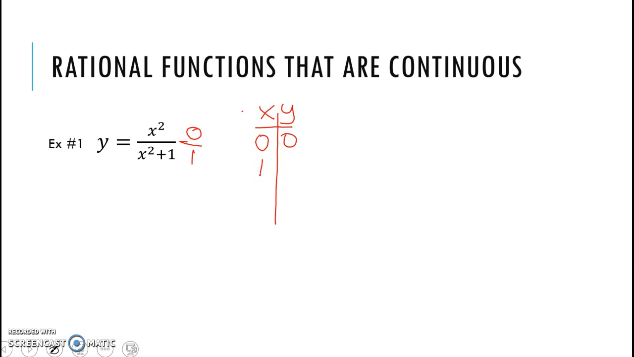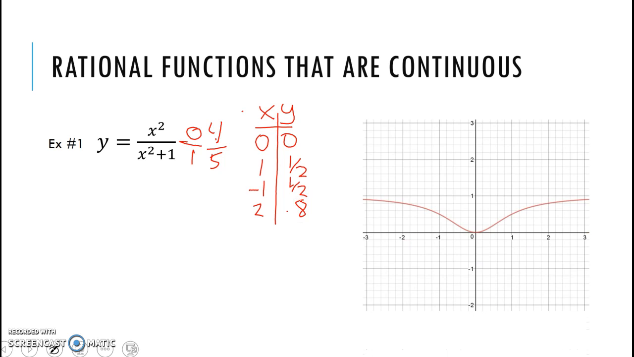If I plug in 1, I'd have 1 on top over 1 squared plus 1, which is 2. That's going to be a half. If I plug in -1, it's also going to be a half. If I plug in 2, then it's going to be 2 squared, or 4, on top over 2 squared plus 1, which is 5 on the bottom. That's 0.8. If you graph this on something like Desmos, you get a graph that looks something like this. Here's the point at 0, 0. We have the point at 1, 0.5. We have the point at 2, 0.8 and so on.